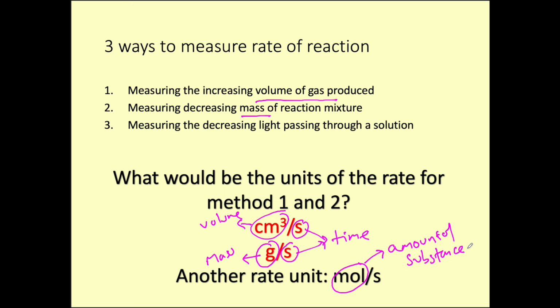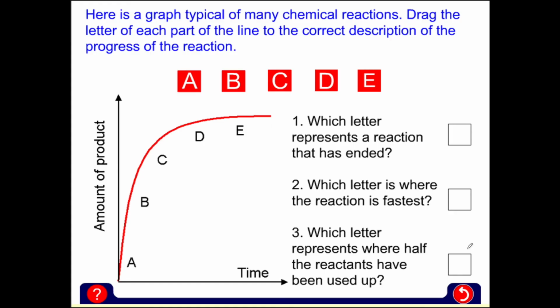And so I'm going to finish up now by looking at 3 graphs. So first graph here, typical of many chemical reactions, drag the letter of each part of the line to the correct description for the progress of the reaction. So pause the video whilst you have a think about these.